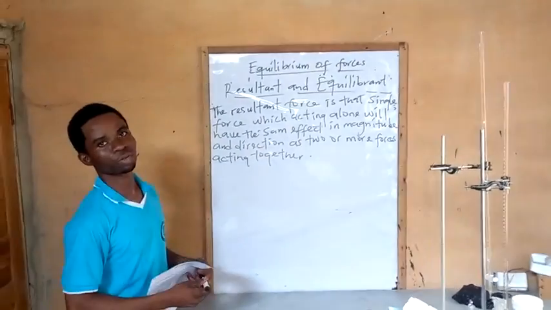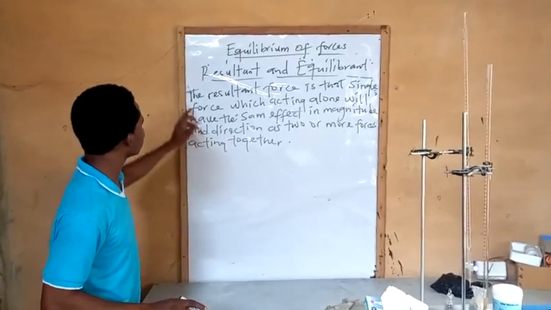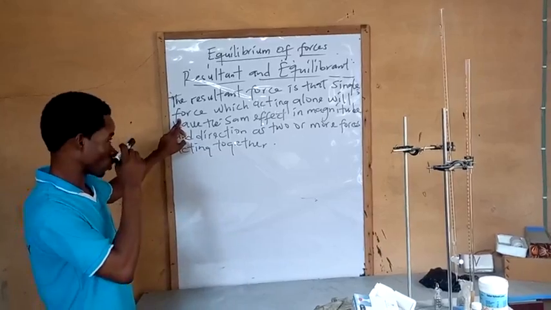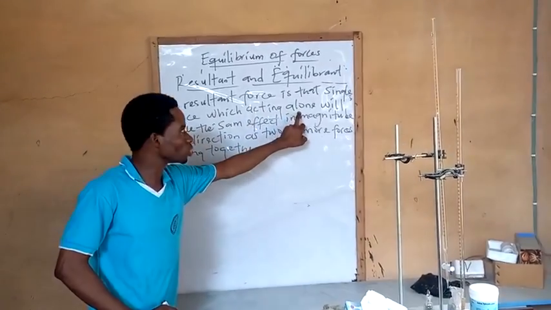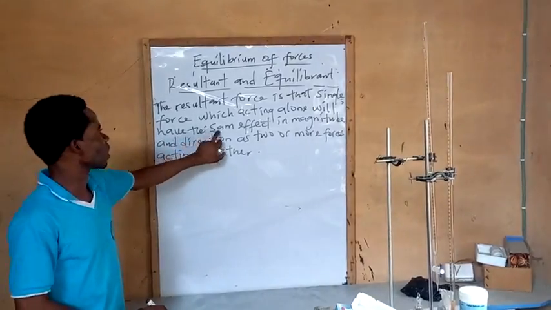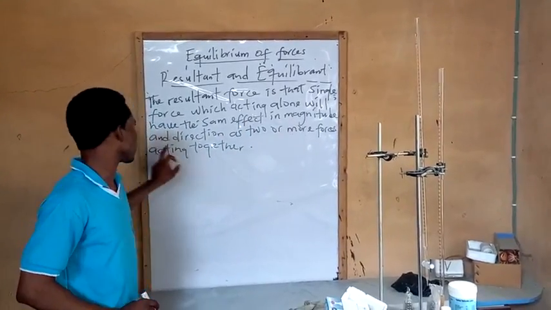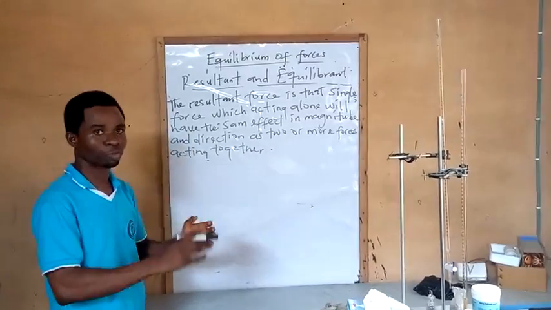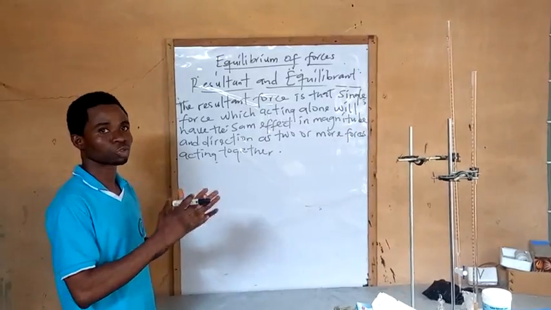So this is the definition for the resultant. The resultant force is that single force which, acting alone, will have the same effect in magnitude and direction as two or more forces acting together. I'm going to give you a diagram illustration. I'm going to show you what I mean.